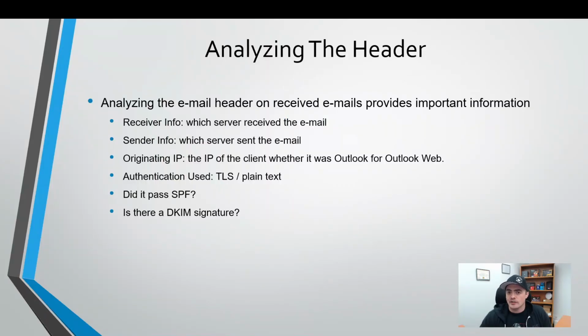Next, we're going to analyze an email header. Now, the header gives lots of information. Where the email came from, who received it, the originating IP, which is usually the client's IP address of where it came from, whether they're logged into Outlook Web Access or using Outlook or whatever client they have. So it gives you good information if you're trying to figure out if someone got hacked. The authentication used, was it sent with TLS or just plain text? Did it pass the SPF check? Is there a DKIM signature? Did it pass?